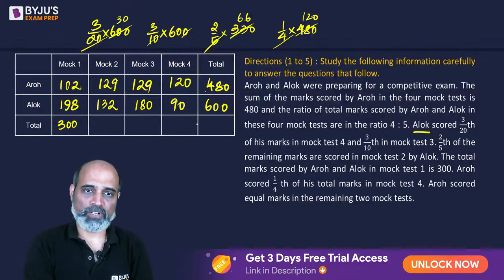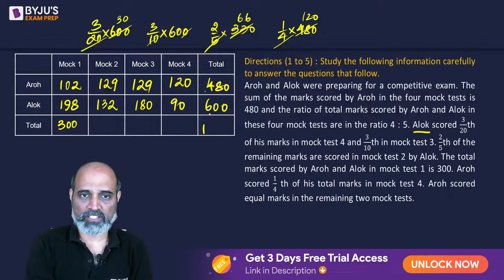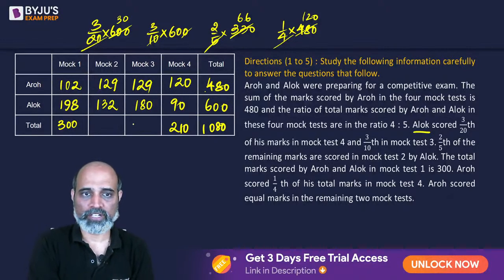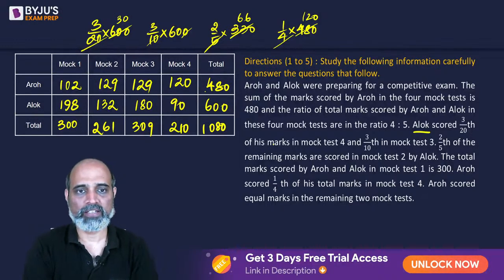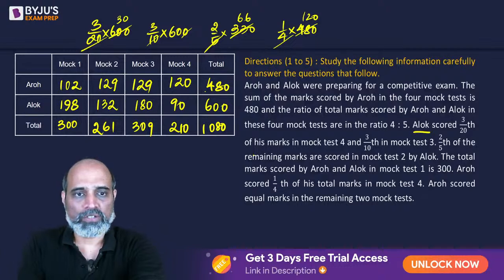I hope there is no calculation mistake. Total marks they obtained is 1080: mock 4 it's 210, mock 3 it is 309, and in mock 2 this is 261. So 70, 80. Okay, everything makes sense.